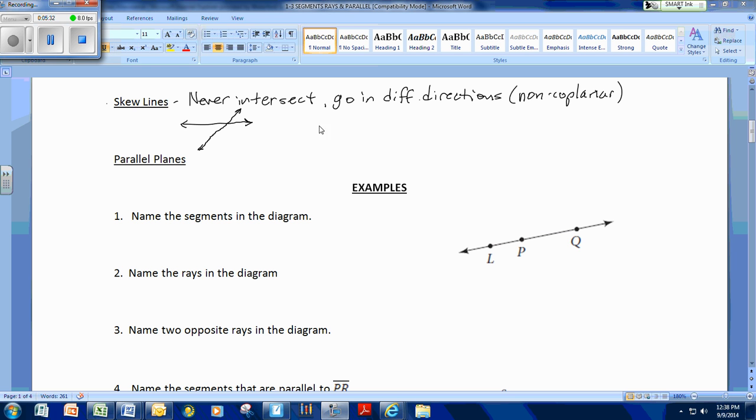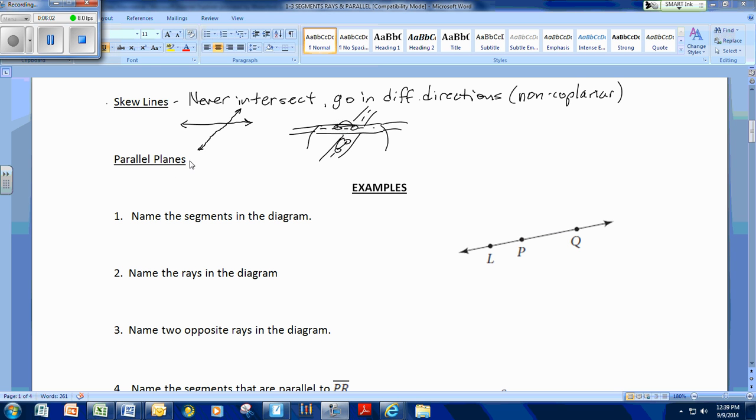Another way to think about this too is if you have a road, let's say you have a bridge, and a car is traveling on that bridge, and going underneath the bridge is another road. And that car is traveling underneath the bridge. These two roads are skew, meaning they're never crossing each other, but they go in different directions.